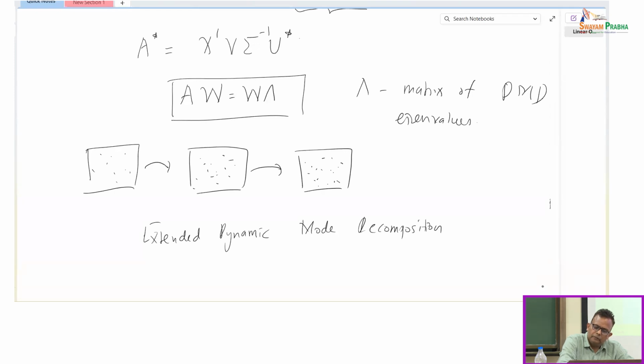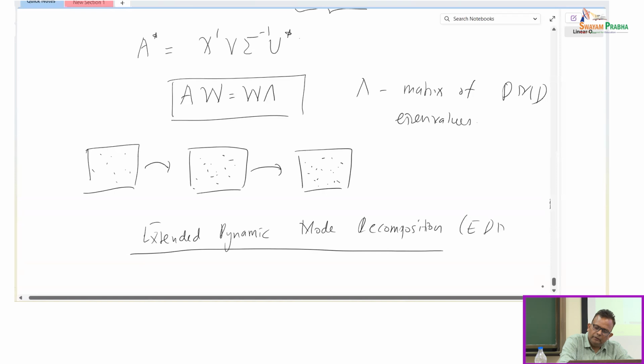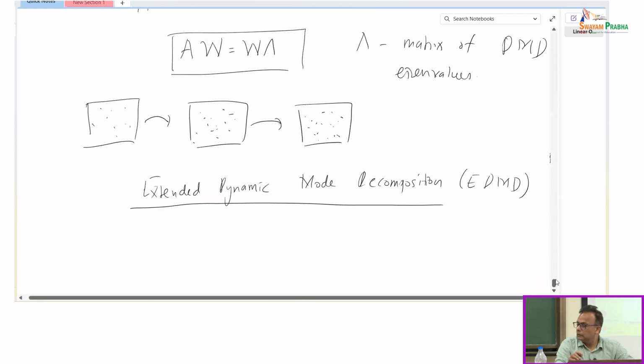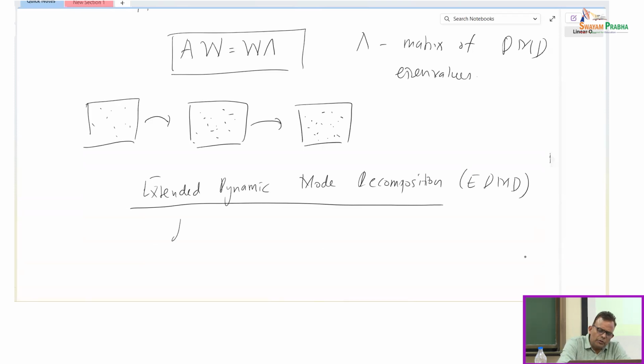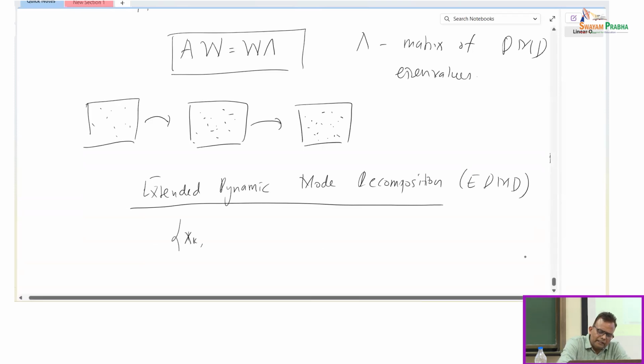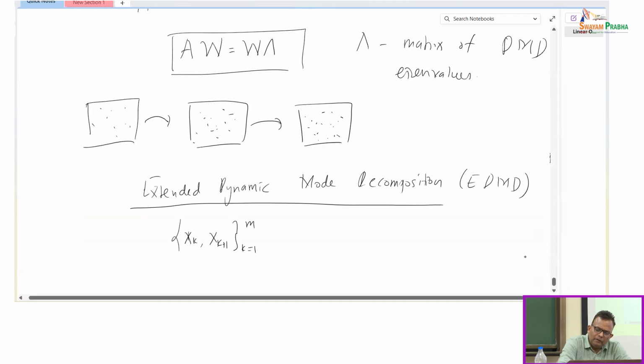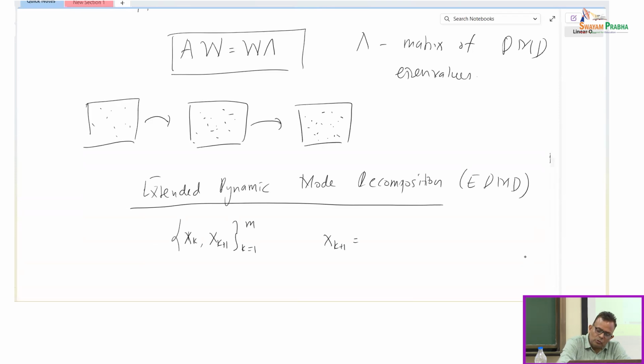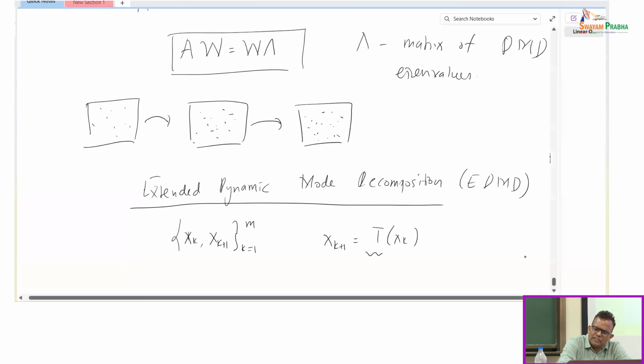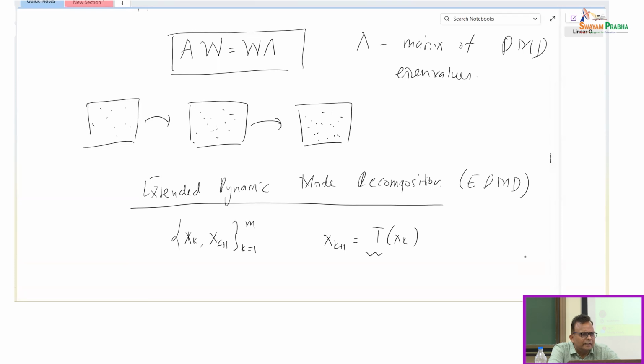Any questions? It's also called EDMD. Okay. So in this EDMD, you assume you have a tuple of data, xk and xk plus 1, for k equals 1 to m, described as xk plus 1 equals T of xk. You don't have access to the T, you just assume that there is an underlying dynamical system from which this data is generated. So you have xk and xk plus 1, like a time series of data.